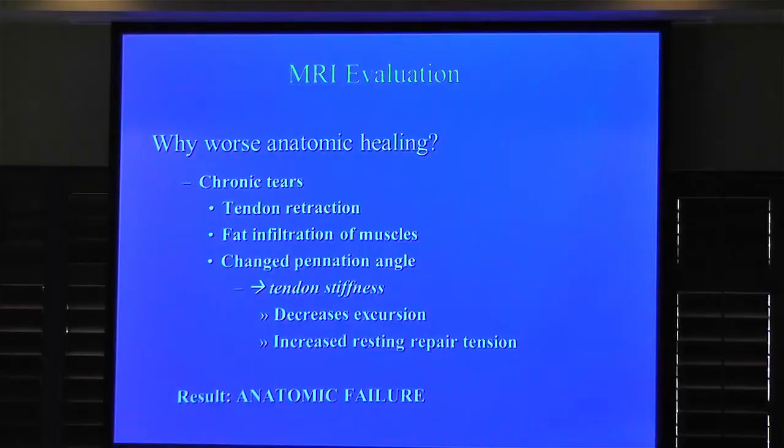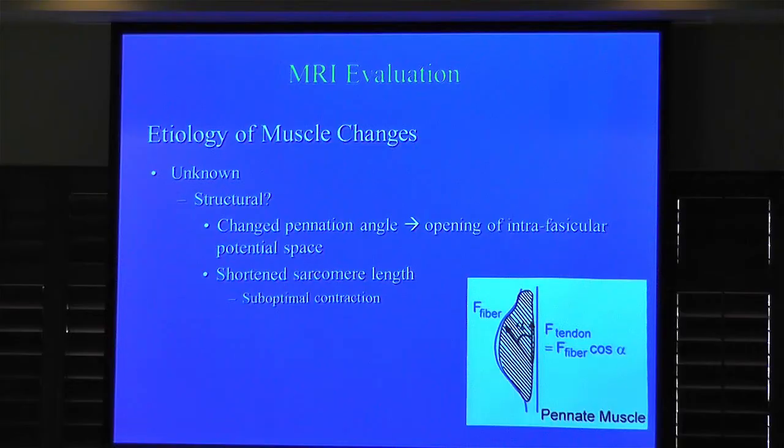So why does this happen? Well, with chronic tears, you get tendon retraction, the fat invades the muscles, and then we change what's called the pennation angle, which leads to tendon stiffness and decreased excursion of the tendon. And tendons are just pulleys. The muscle contracts, it shortens, and like a rope, it just pulls, and that's how you rotate or elevate the arm. And the other problem when you have stiffness is tendons have a resting tension when you repair them. Rotator cuff tendons do not heal well under tension. And that can lead to anatomic failure.